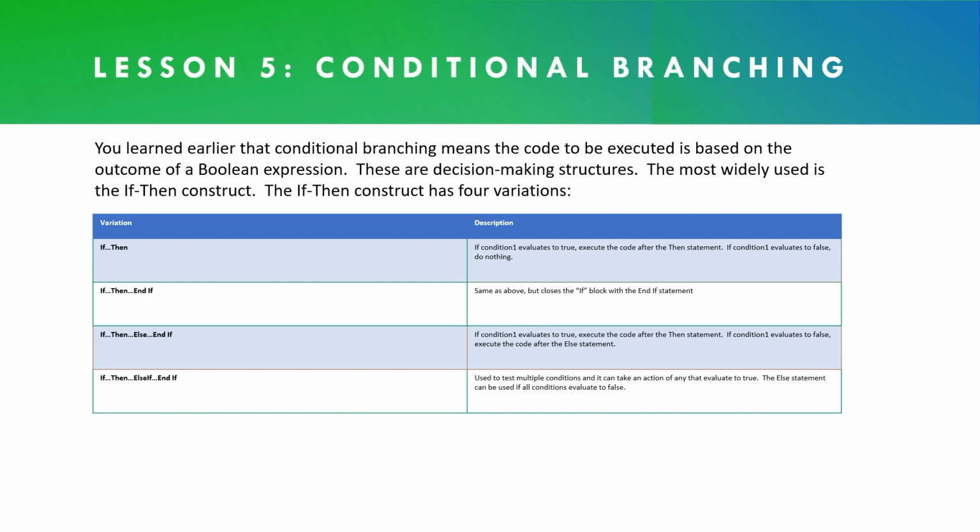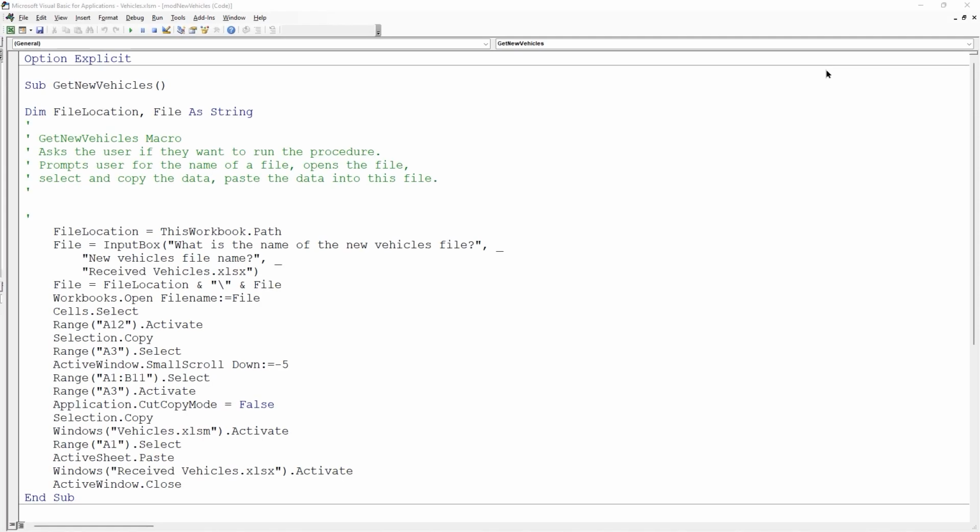And then lastly, you have if, then, else if, end if. It's used to test multiple conditions, and it can take an action on any that evaluate to true. You can also add an else statement before end if, and it can be used if all the conditions evaluate to false. You can give it something else to do. So it could literally be if, then, else if, else, end if. And you'll see how that structure plays out.